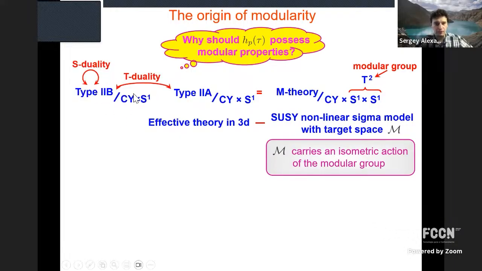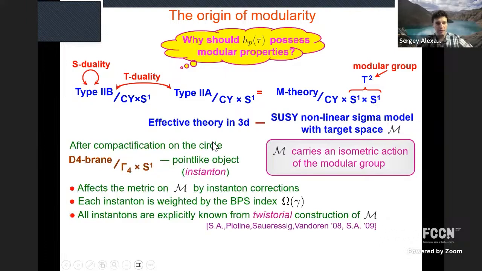And the same conclusion you can get if you work in the T-dual setup. So you do T-duality along this circle S1. So you find yourself in type 2B, and in type 2B there is S-duality. And then this target space M appears as a hypermultiplet moduli space and should carry the same isometric action of S-duality. Now, we're considering D4 branes wrapped on a 4-cycle.